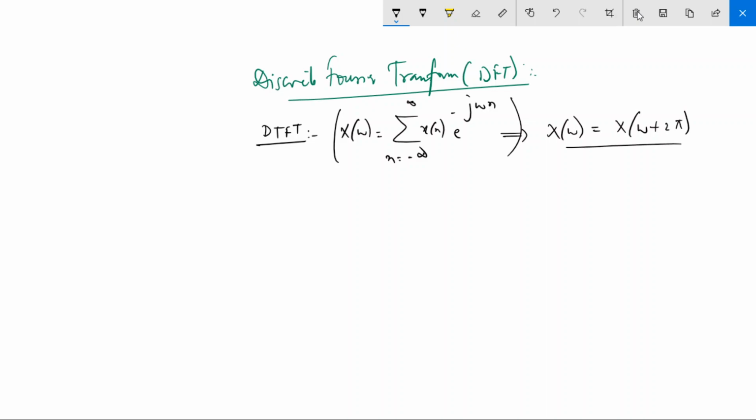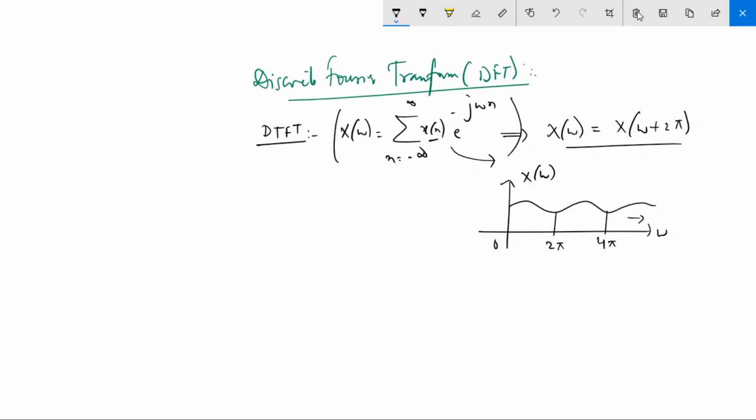Okay, it means in the frequency domain the frequency spectrum repeats with a period of 2 pi. So whatever is the spectrum between 0 to 2 pi, the same is between 2 pi to 4 pi, then 4 pi to 6 pi, and so on. And although the sequence x(n) itself is discrete in nature, its Fourier transform is a continuous function of frequency.